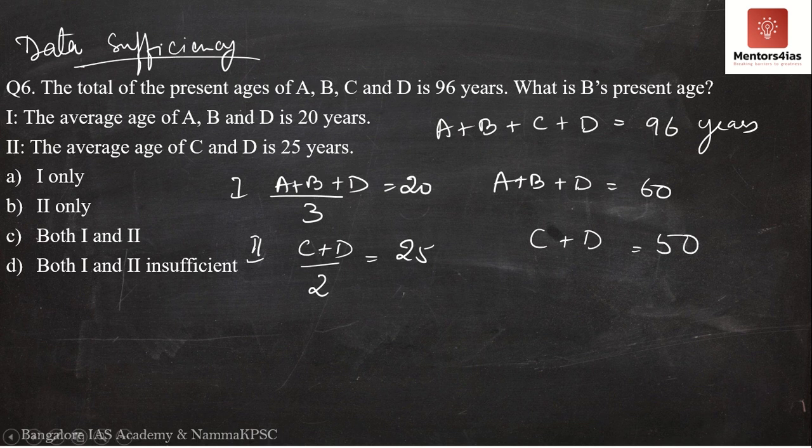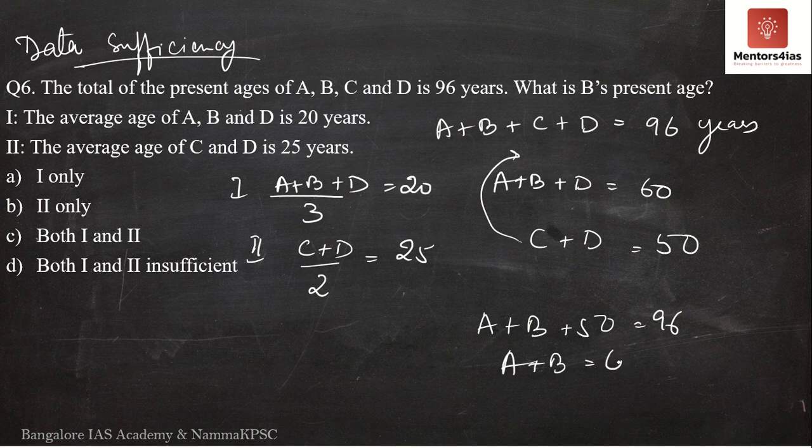What are we supposed to find out? We are supposed to find out the value of B's age. So let us see if it is possible. Let me substitute C plus D as 50 over here. So we have A plus B plus 50 is equal to 96. Therefore, A plus B is equal to 96 minus 50, which is equal to 46.